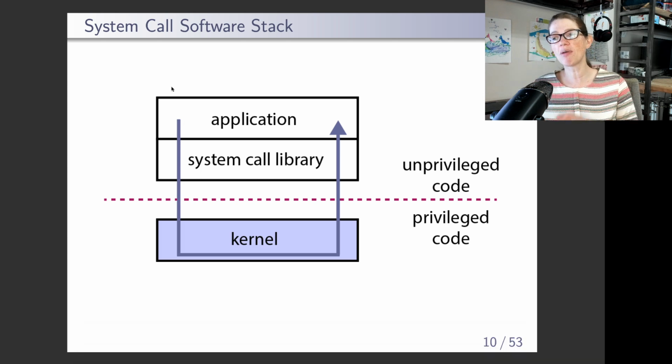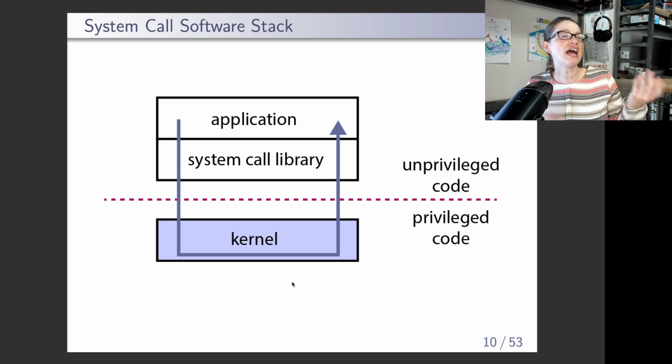Now, what you'll notice about this diagram is we've actually divided it into two parts. Everything above this dashed line is what we call unprivileged code, and everything below the dashed line is what we call privileged code. Now, sometimes we call this user privilege, and sometimes we call this kernel privilege. Now, what this distinction is not just some hand-wavy, written-on-paper distinction.